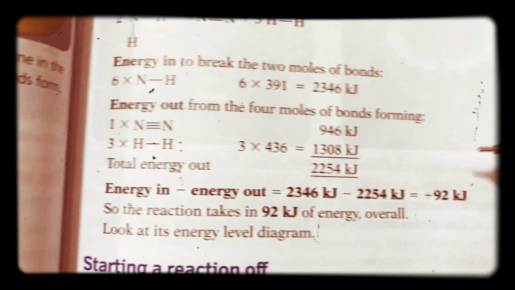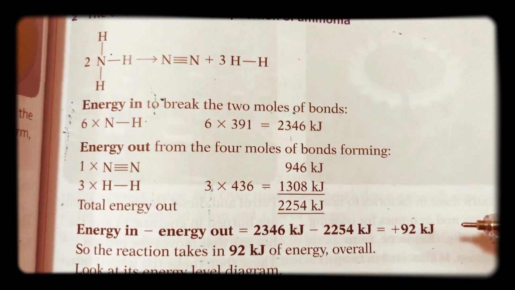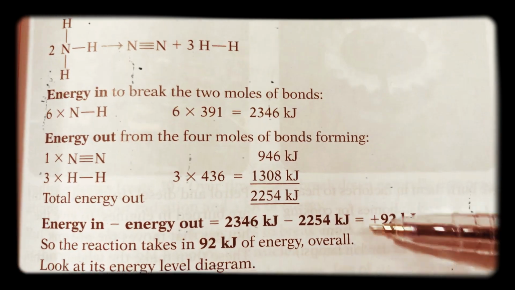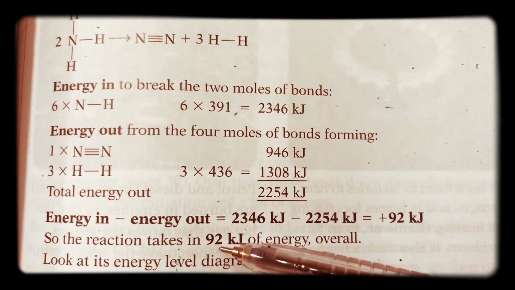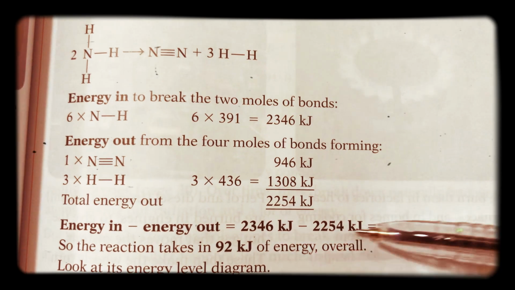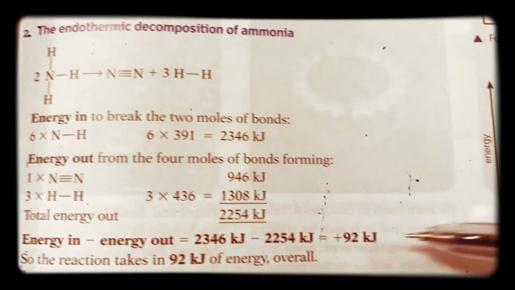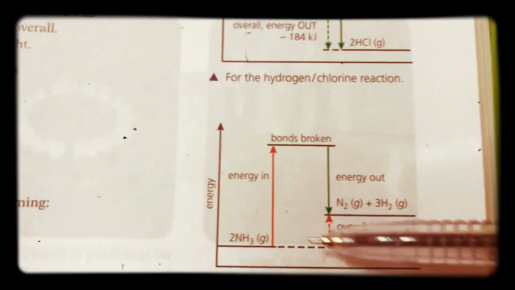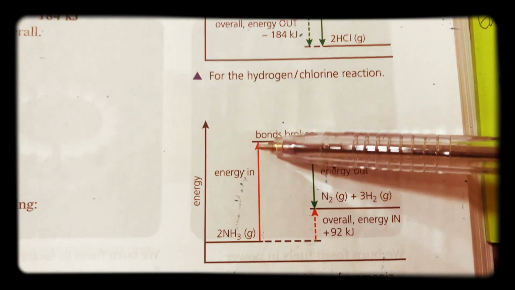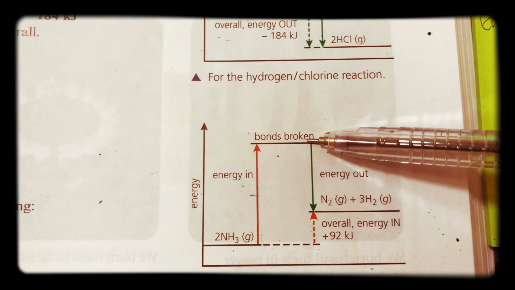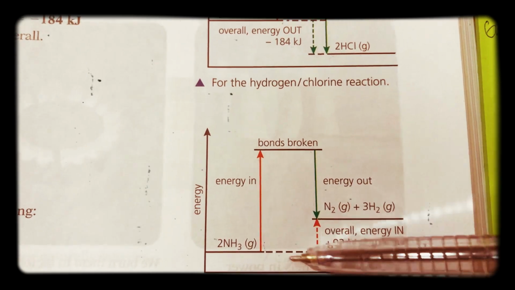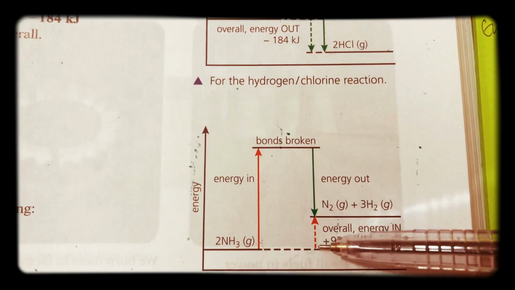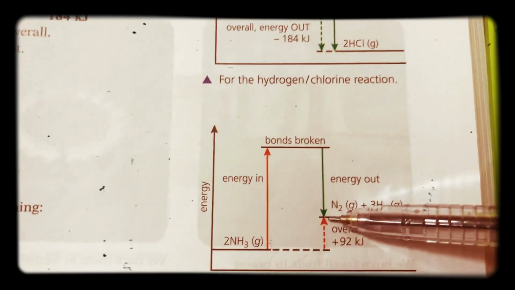That means that it's taking in more energy than it is actually giving out. So if we were to feel it, it would actually feel cold. And we can do the calculation. The reaction takes in 92 kilojoules of energy overall. And you'll notice that this is a plus sign, so plus signs mean that you actually have an endothermic reaction. Look at all of that energy that is taken in, and you don't get so much coming out. So overall, the overall change is actually this small gap over here, 92 kilojoules. Okay, so that's that one.